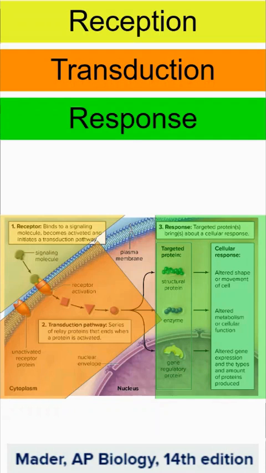Sometimes that response is one thing happening, and sometimes there can be multiplicity, where one receptor, one ligand can cause multiple responses. Examples of responses: we can change the shape or the movement of the cell. We can cause the cell to grow or divide. We can also change enzyme function within the cell, and we can also alter gene expression.